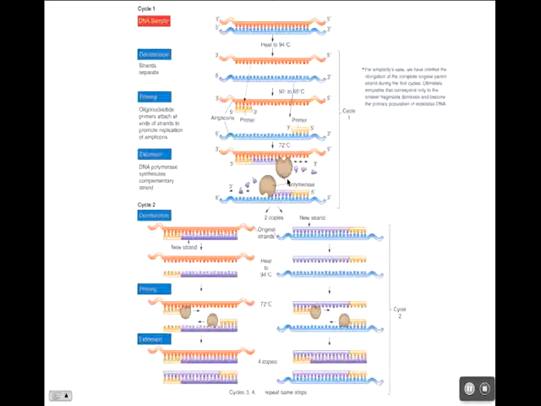They call that extension. And then back to 94 for denaturing, and back to 55 for primer binding, and then back to 72 for extension, and over and over that goes. And you can relatively quickly make large quantities of copies from that DNA. Very effective technique.